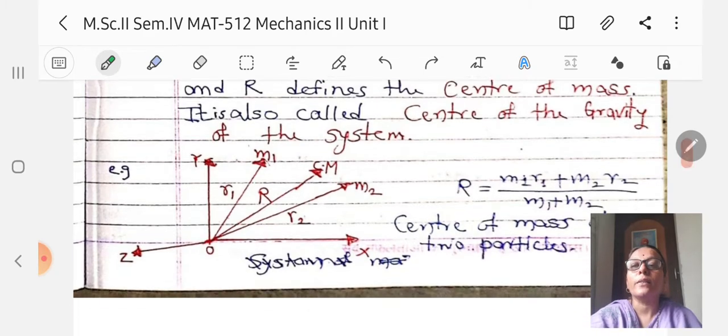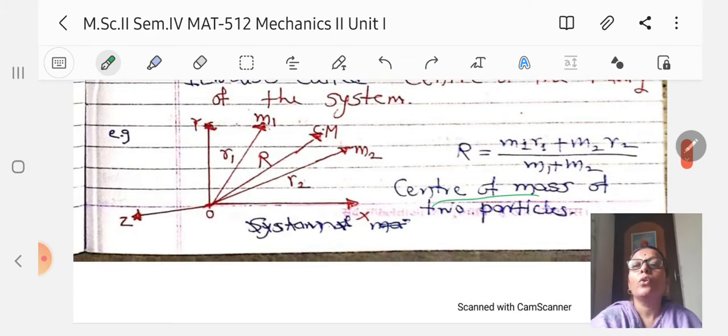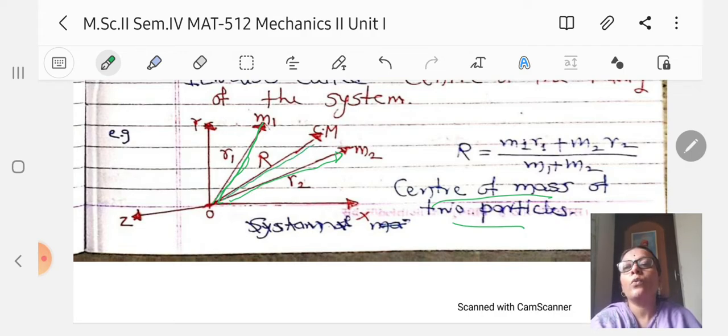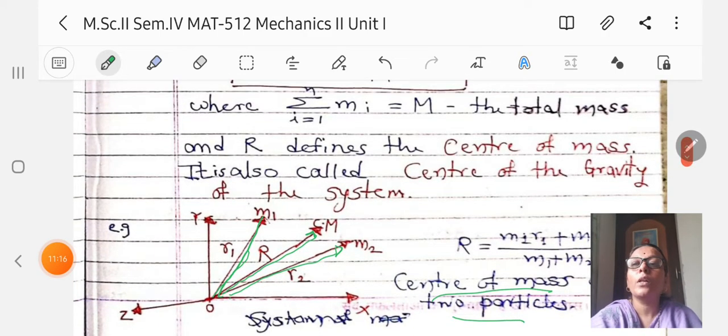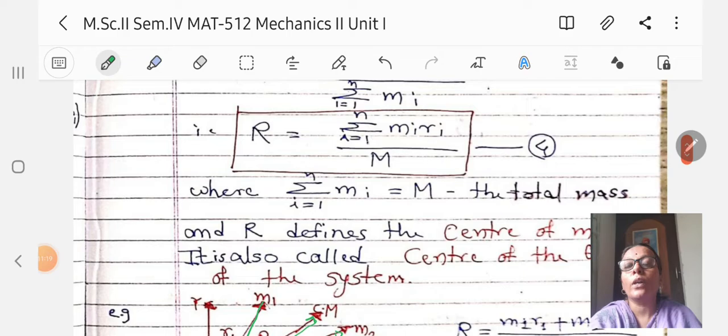Suppose for two particles, the center of mass for two particles. Here we take one radius vector r1 and a second radius vector r2, with the masses m1 and m2. We can write R equal to m1 r1 plus m2 r2 upon m1 plus m2. Similarly, for n particles, R equals the summation over i from 1 to n of mi ri upon the summation of mi, that is capital M.